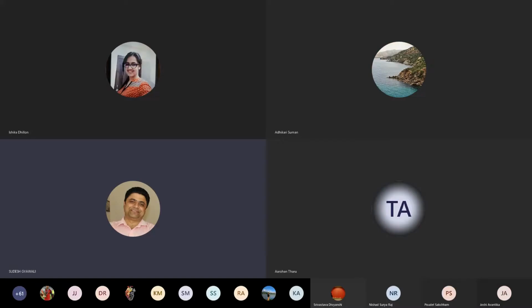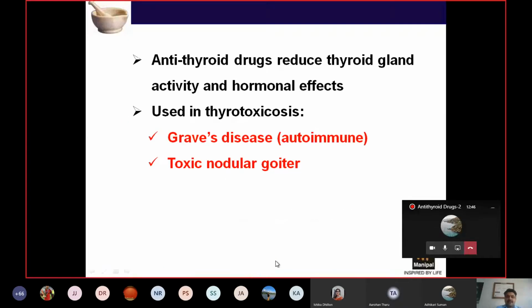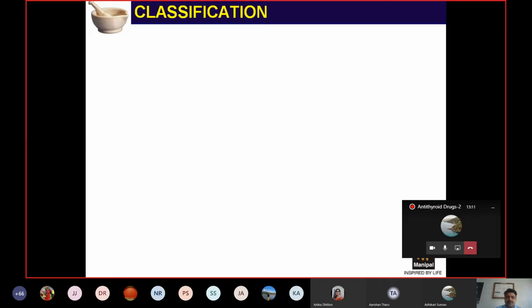Okay, so from last class we were talking about antithyroid drugs, and we said that antithyroid drugs are the drugs which reduce the thyroid gland activity and hormonal effect. These drugs are used in hyperthyroidism or thyrotoxicosis. Generally, it includes Graves' disease, which is an autoimmune disorder. Today, we will be discussing in detail about Graves' disease and toxic nodular goiter also.